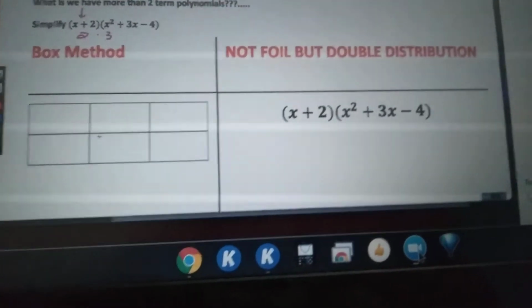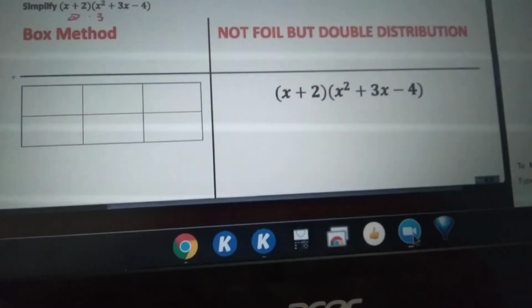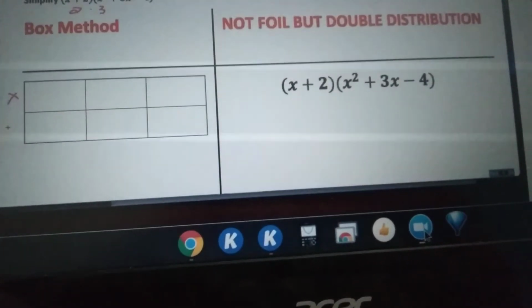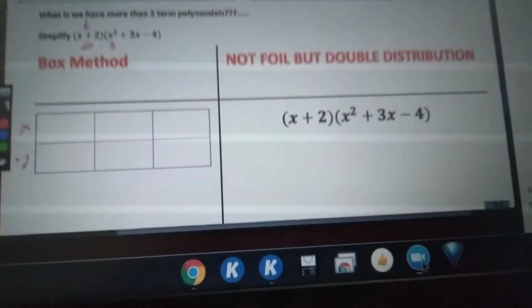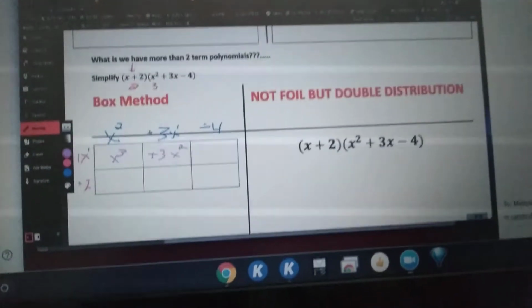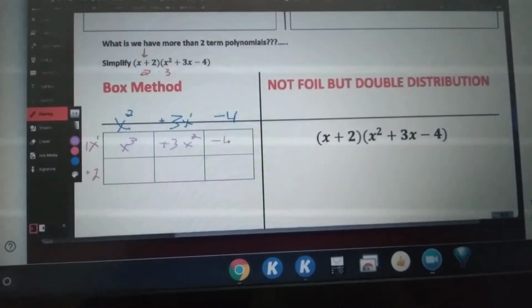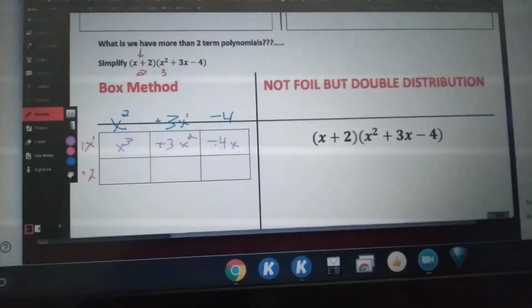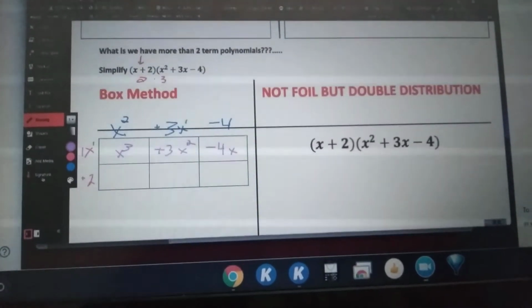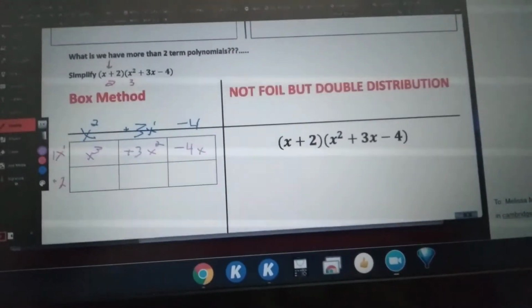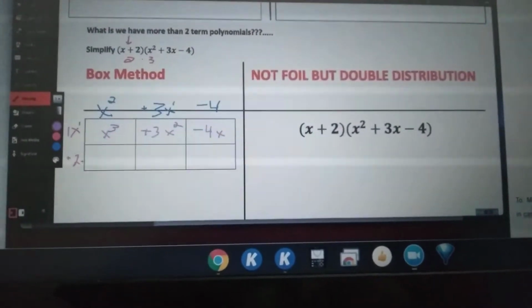Let's find the area of this box. First one is x, and then down here is plus 2. X times negative 4 is just negative 4, and then the x comes along for the ride. Everybody good? Goody. Now let's come down to the 2.